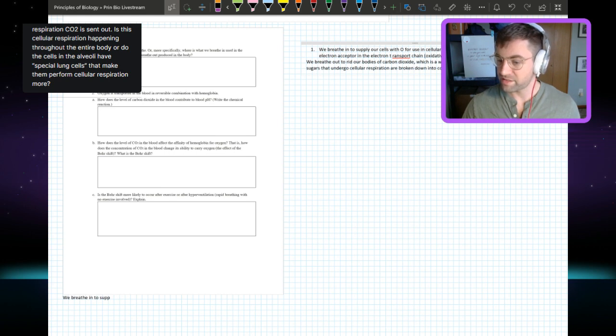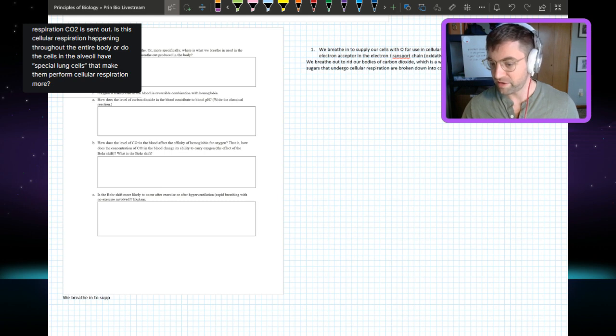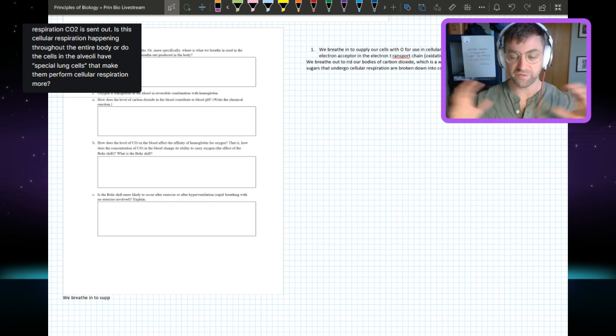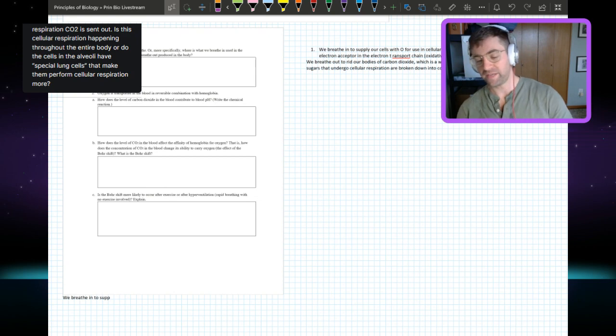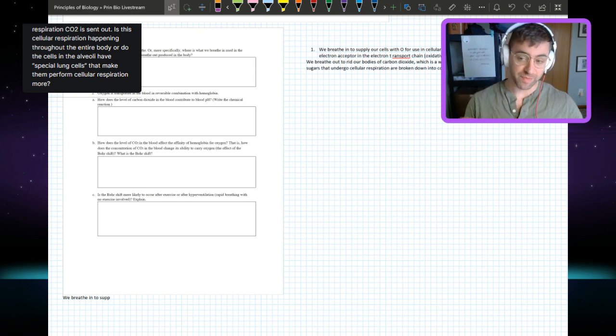CO2 is sent out. Is cellular respiration happening throughout the entire body, or do the cells in the alveoli have special lung cells that make them perform cellular respiration more? No. The alveoli are just structured to facilitate that gas diffusion. Cellular respiration happens at every level of the organism, so that will change based on the type of cell and its energy demands. For example, muscle cells have a much greater metabolic demand than probably those alveoli, if I had to guess. But yeah, I hope that answers your question.